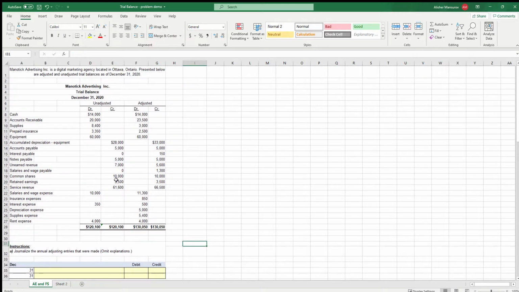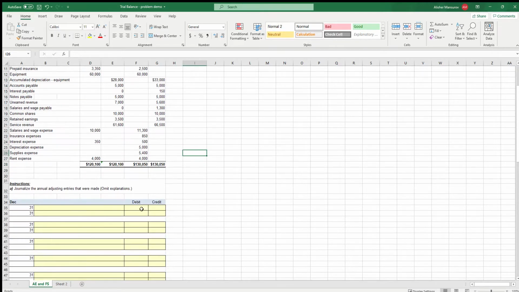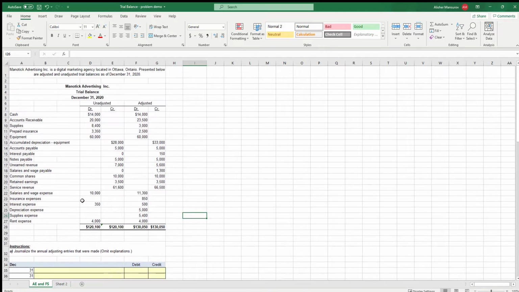So we have a balance of 120,100 here for the unadjusted trial balance, but that balance changed because of these adjustments, obviously, and the new balance is $130,050. So let's journalize these adjusting entries, and we'll look at the differences between the two trial balances to see where the changes were made.